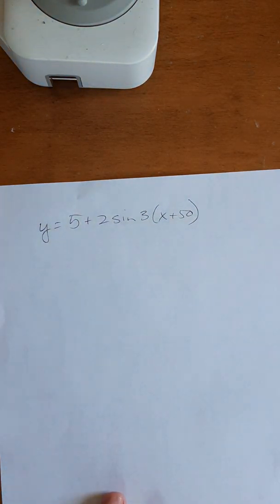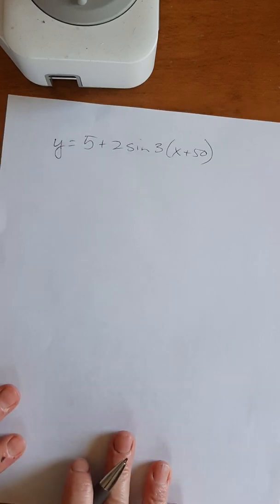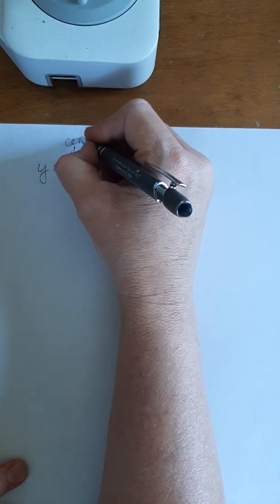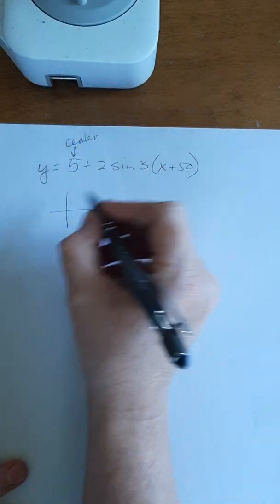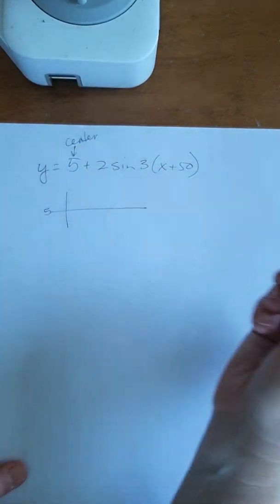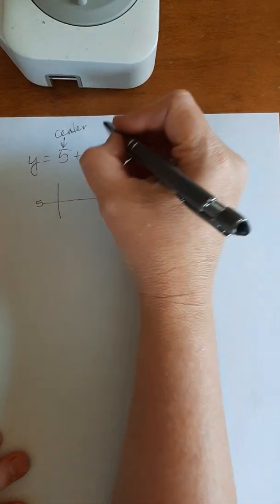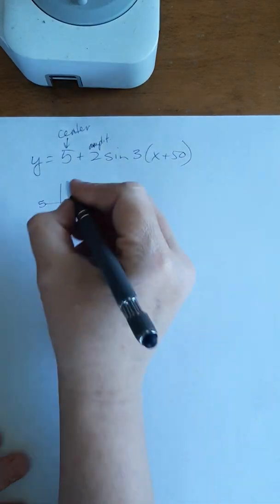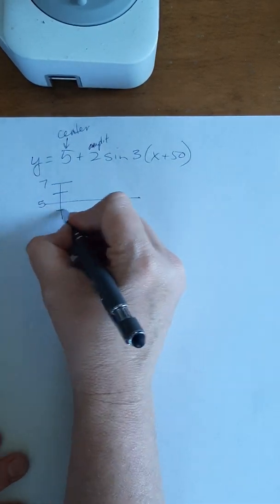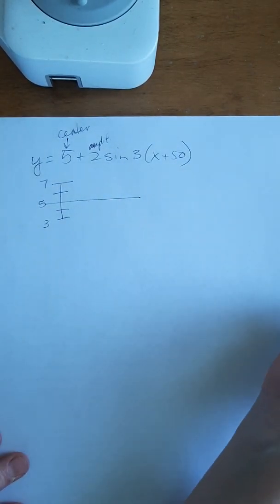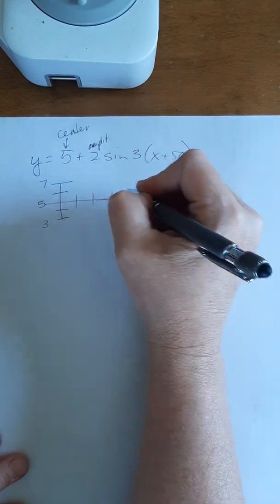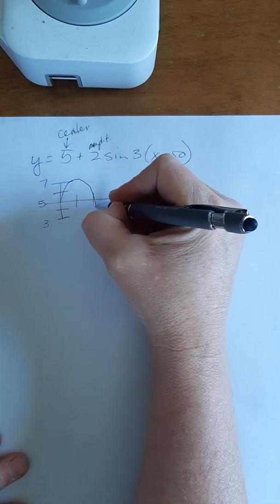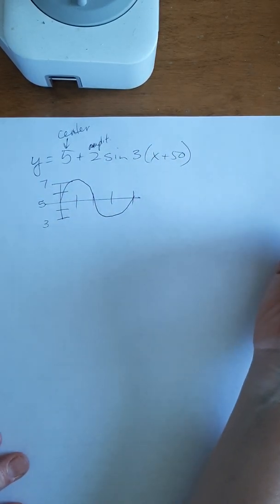And then I'll take things away. Where the first number is the center line. So in this case, instead of 0, the center line's at 5. The 2 is the height or the amplitude. So you're going to go up 2, you're going to go down 2. It's positive sine. So it's going to look like that.